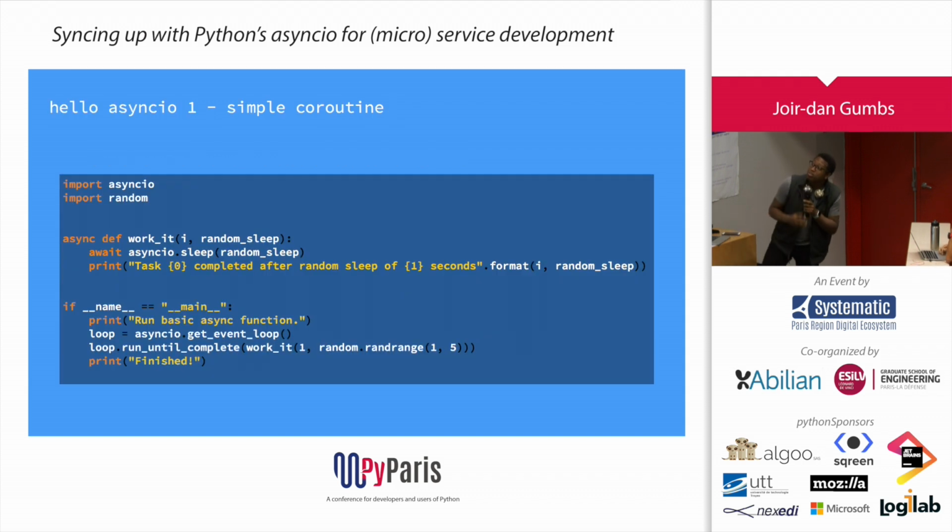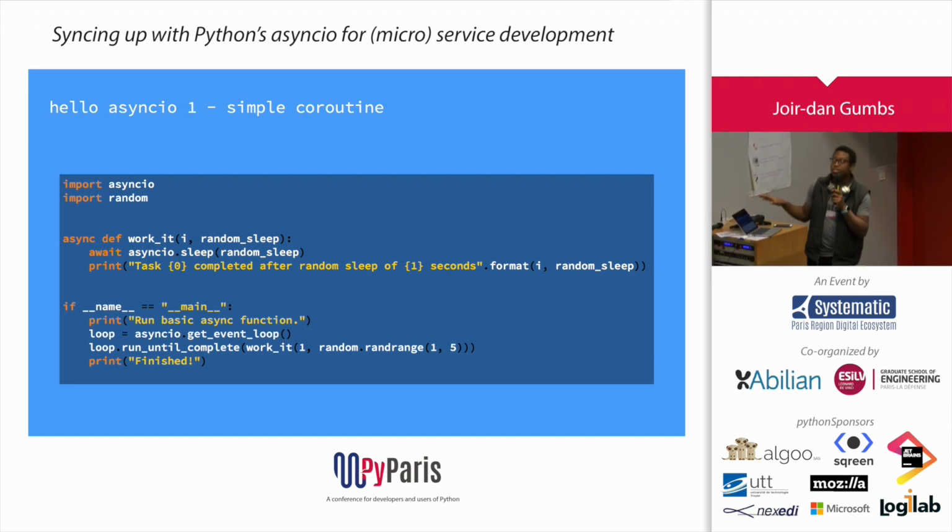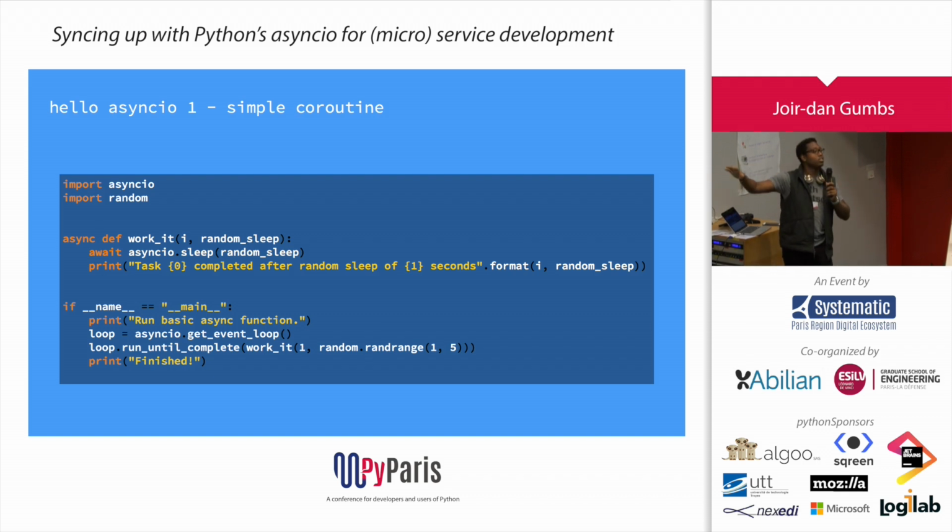Let's look at the first example. It's relatively basic. I've got a coroutine defined by async def work it. All it does is sleep for a random amount of time. But during that sleep, if I have any other tasks, the event loop will switch over to another coroutine at any given point and handle those tasks. In the basic run, you get your loop, which is the event loop, and then you run a particular coroutine until it finishes. That's what run until complete is.